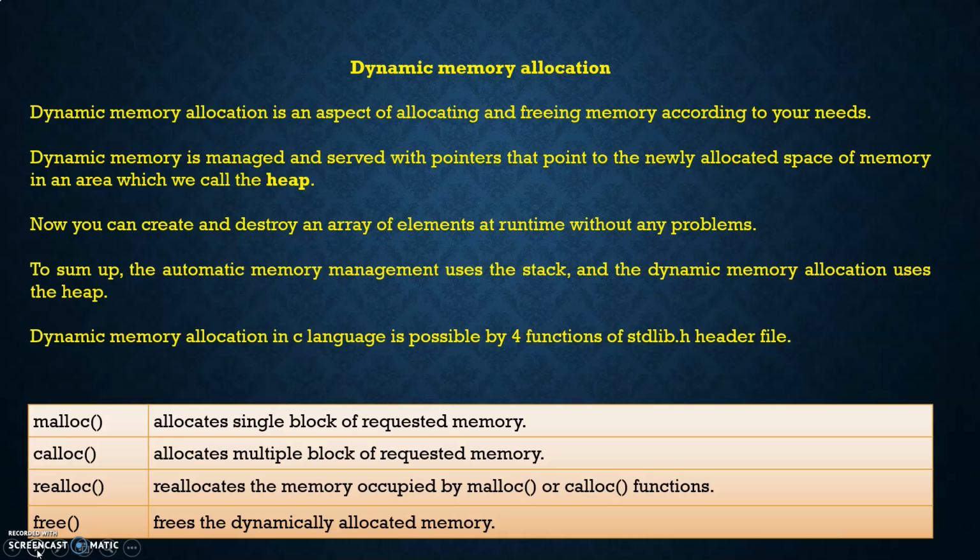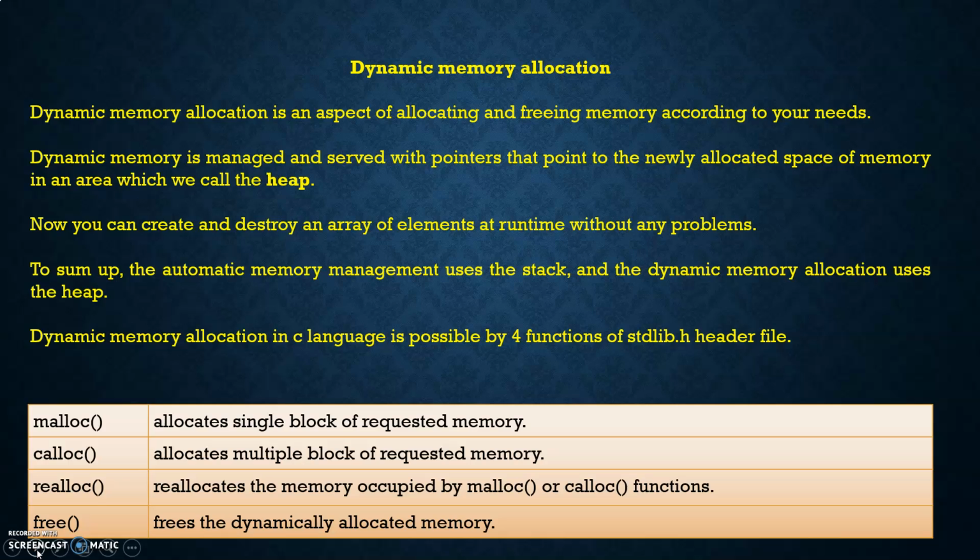So what is malloc? Malloc means memory allocation. It allocates a single block of memory. Calloc is called contiguous allocation, that means it will take multiple blocks of memory. The third one is realloc, that means I want to reallocate the memory that is already occupied by using malloc and calloc functions. And the last one is free, that means I want to release the memory that I am holding after my job is over.